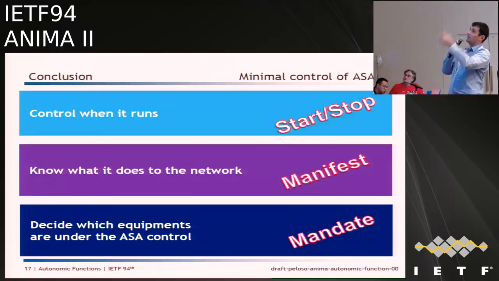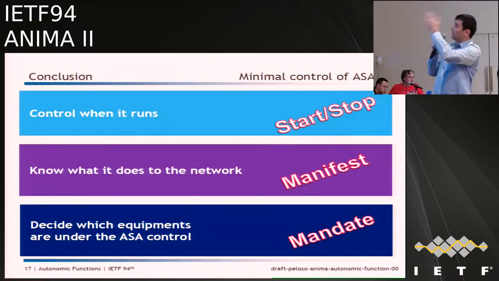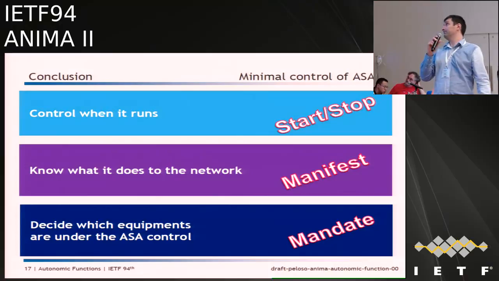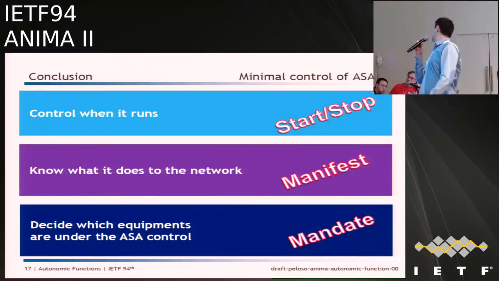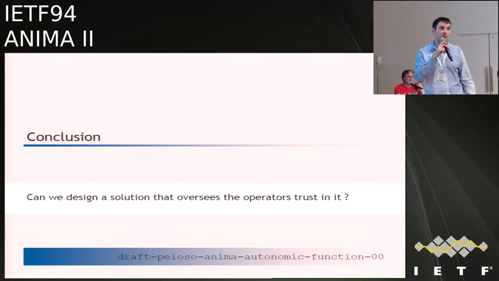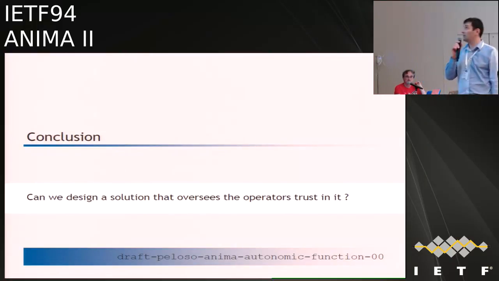Okay, so my conclusion would be, we have to send start and stop commands. We have to be able to receive a manifest from the ASA, and we have to be able to send a mandate to the ASA. My final conclusion would be, I think these are very important things. I tried during this presentation to convince you that we cannot elude such questions if we want to have any chance of getting these ANIMA solutions adopted by operators. Any questions? Thank you very much.